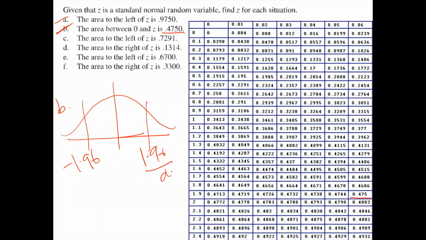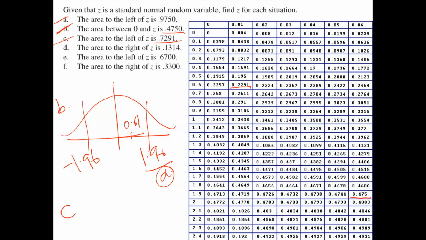What is C? The area to the left of Z is 0.7291. It is similar to A. You have to subtract 0.5 from 0.7291. And what is the remaining number? 0.2291. So you have to find the Z table value for 0.2291. So 0.2291 is here and the value is 0.61. So this is my C.